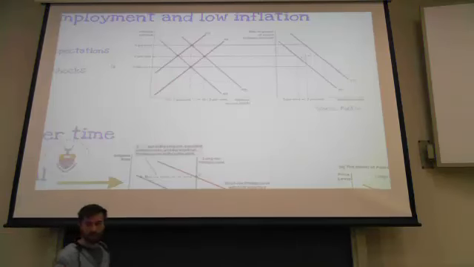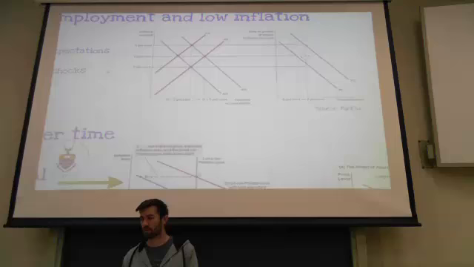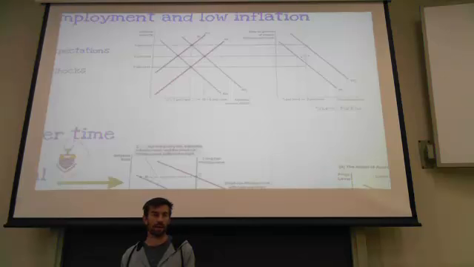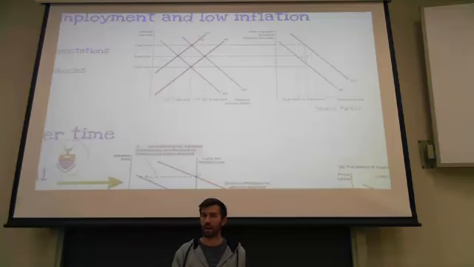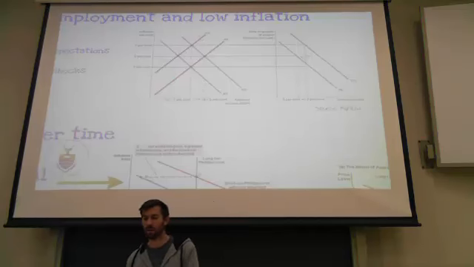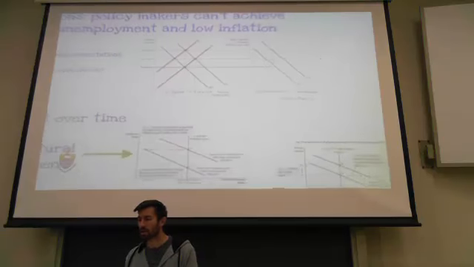So we know what shifts the Phillips curve. Basically, a shift in the Phillips curve is caused by a shift in the aggregate supply curve. And so once again, we see that the Phillips curve is just another way of looking at the aggregate supply curve. Okay. What are the implications of this Phillips curve?